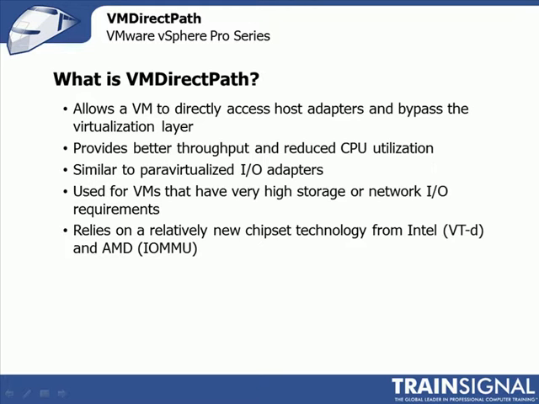VM Direct Path relies on a relatively new chipset technology from Intel and AMD and is only available on certain model servers. Intel uses a technology called Virtual Technology for Directed I/O, also known as VT-D, and AMD uses a technology called I/O Memory Management Unit, which is also known as I/O-MMU. These technologies allow a VM to directly access server hardware, which normally it cannot do because a VM does not know the physical addresses of the host memory that it accesses.